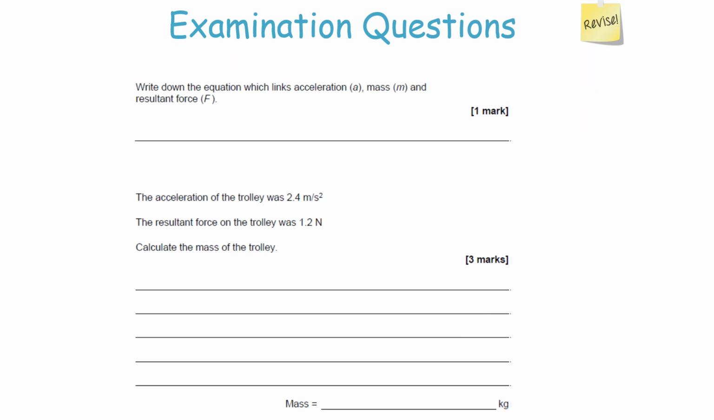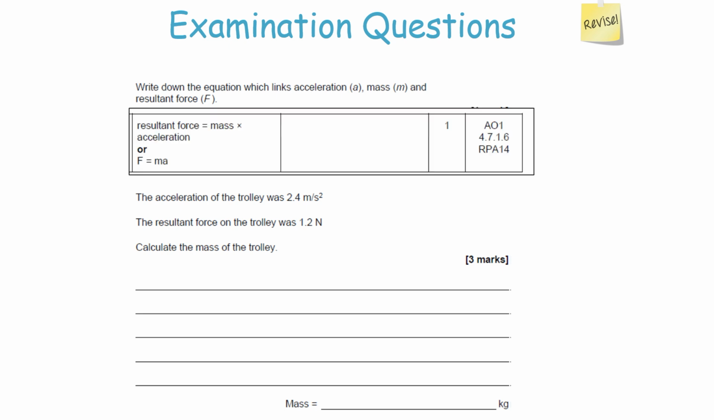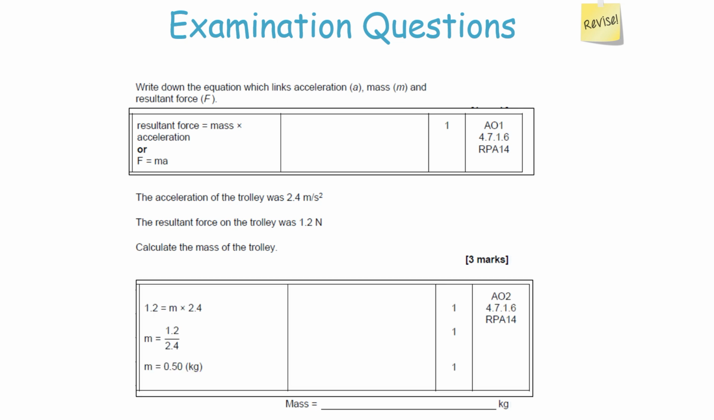Right, this first one is just an equation you've got to know, and that is resultant force is equal to mass times acceleration, or F equals ma. Now for this next question, like we mentioned before, the first thing you do is sub your numbers in. So you check your units, they're fine, so it's 1.2 equals m times 2.4. We then rearrange it to make m the subject, so it's 1.2 over 2.4, so m is equal to 0.50 kilograms, and we think to ourselves, is that a sensible answer for the mass of the trolley? 500 grams, 0.5 kilograms is a sensible number, so it's likely to be correct.